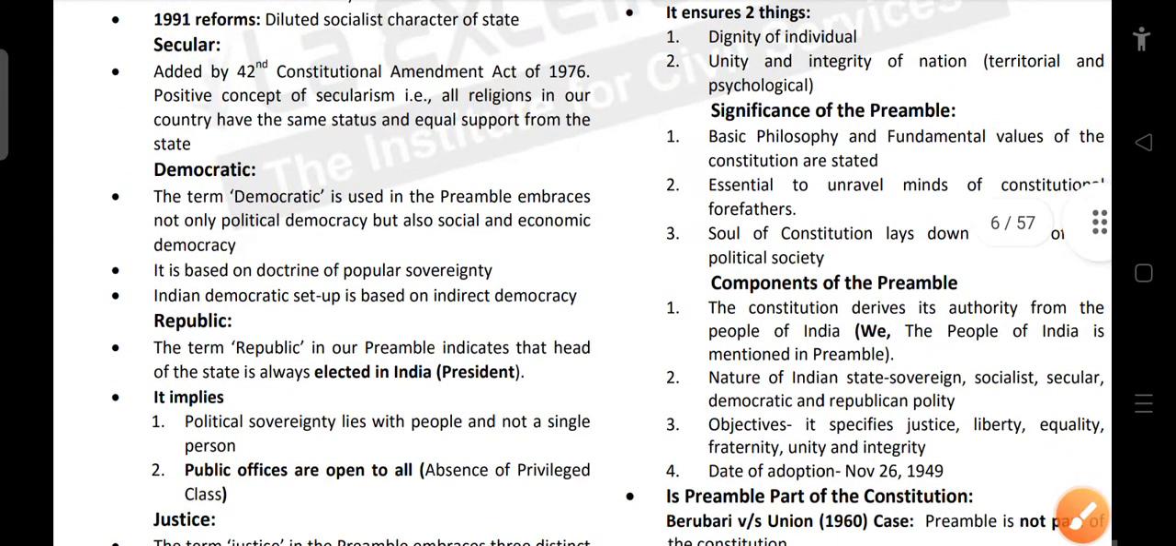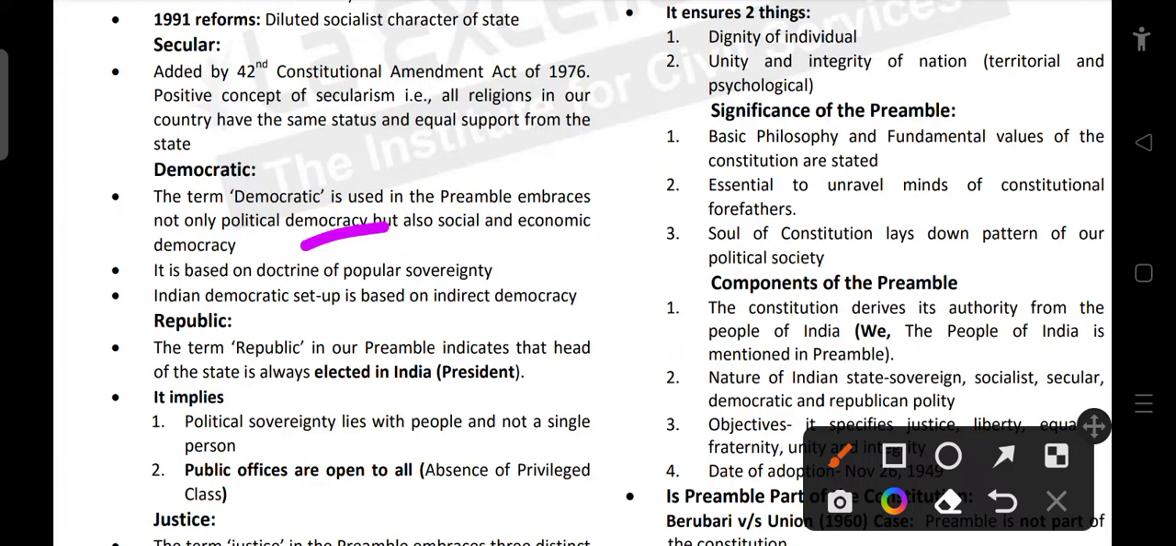The next keyword is democratic. The term democratic used in the preamble embraces not only political democracy but also social and economic democracy. Political democracy we ensure through universal adult franchise and by giving every person an equal vote with equal value. Whereas social and economic democracy is mentioned in the DPSP and in our preamble also.